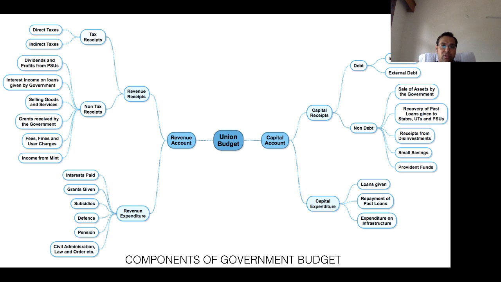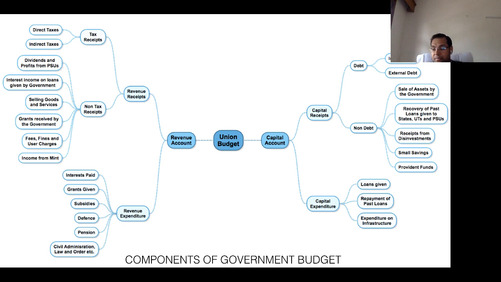Selling of goods and services, you have sold your goods and services, they are called non-taxation receipts. Grants received by the government are non-taxation receipts. Fees, fines and user charges, non-taxation receipts. Income from minting, whatever the government of India is earning, is considered a non-taxation receipt. All these are non-taxation receipts. Prominently, non-taxation receipts are interest income, grants and fees, fines and user charges.